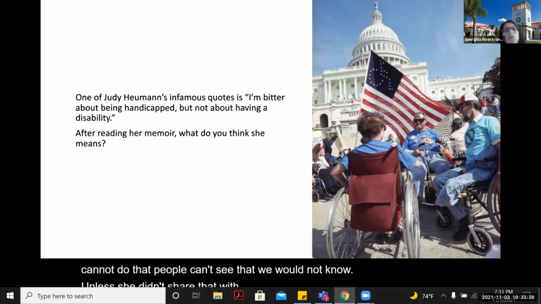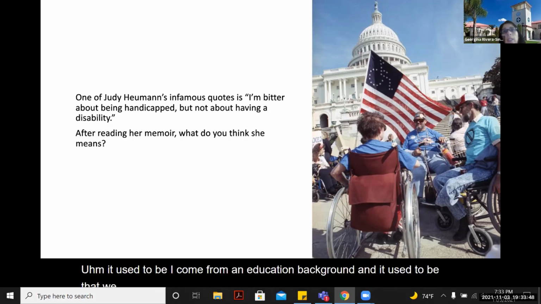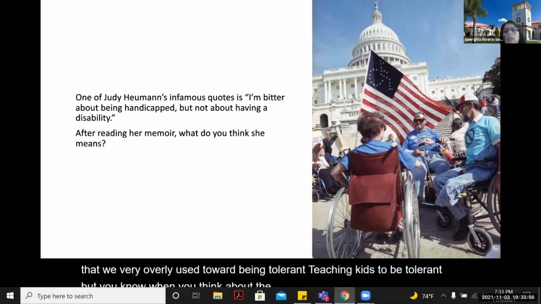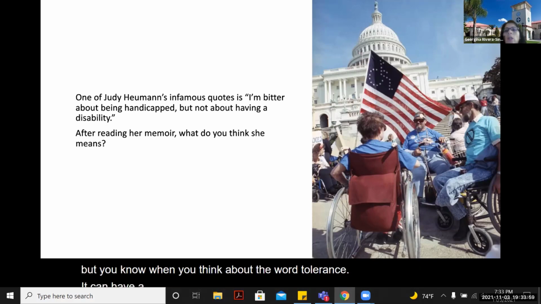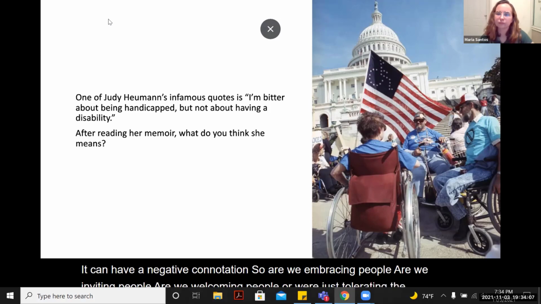I think one of the things too that hurts people that are different or differently abled or different races or whatever is that term of tolerance. You know, I come from an education background, and it used to be that we very overly used the word being tolerant, teaching kids to be tolerant. But when you think about the word tolerance, it can have a negative connotation. So are we embracing people? Are we inviting people? Are we welcoming people? Or we're just tolerating the fact that they are who they are?